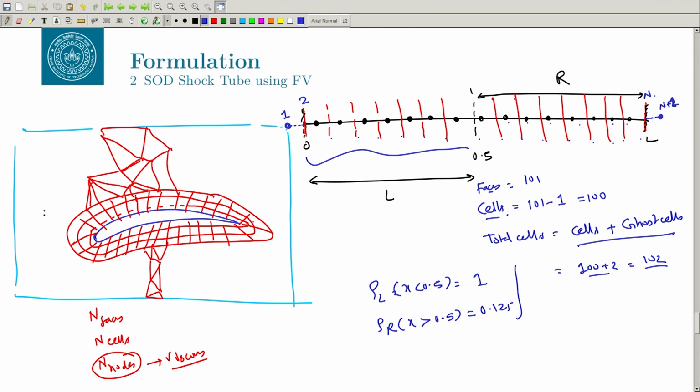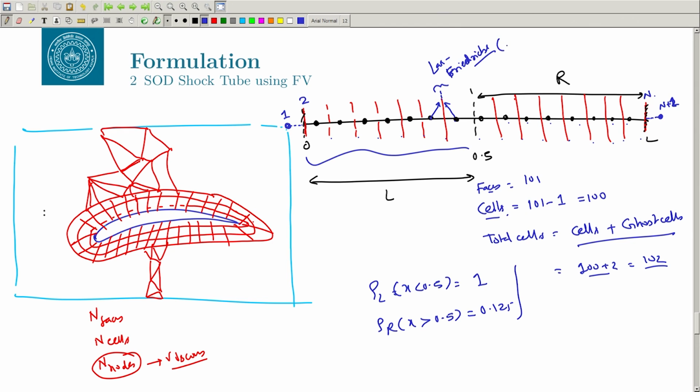Now, the first thing that comes is reconstruction. For all of these we have to do the reconstruction. From the left cell and from the right cell you have to get the value to the cell face. This is my cell face, and then we will use a scheme, in this case the Lax-Friedrichs scheme, which I have discussed many times. But you can use the Roe scheme, the HLLC scheme, any scheme that you want.